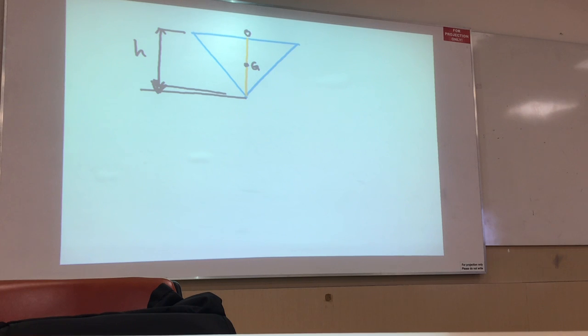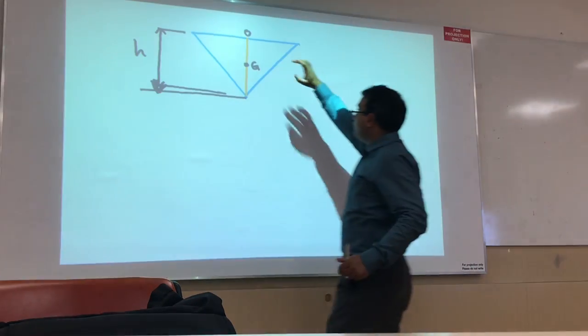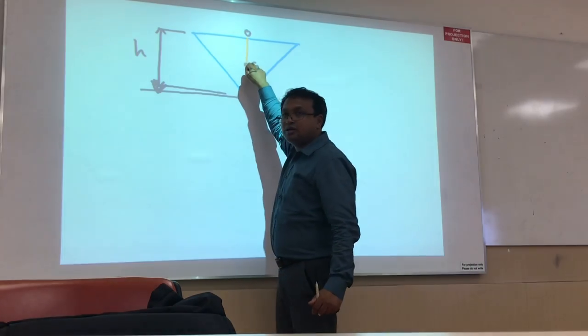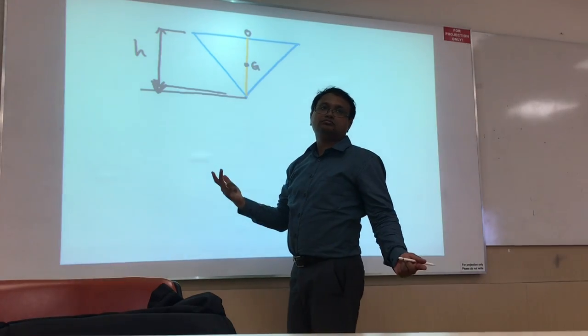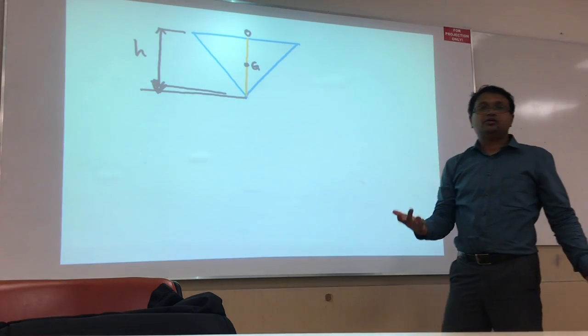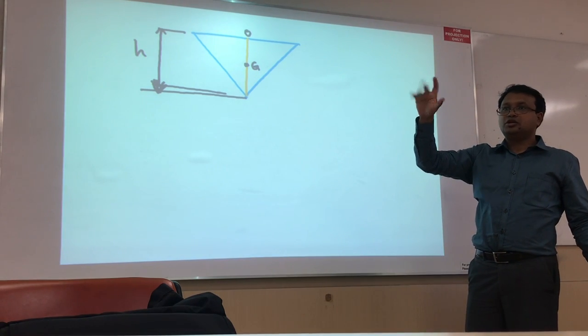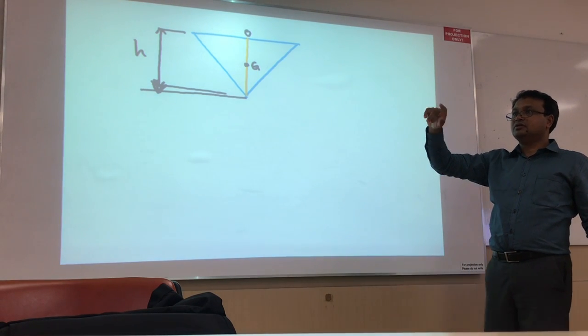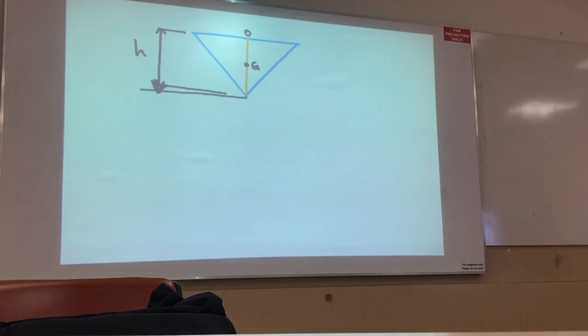So what is the value of OG? Tell me. From the chart, right? From the chart I can find the value from here to here is h by 3. Correct, h by 3. You can get it from the picture. Remember figure 5 or 6? For a triangular shape, this value OG is h by 3.